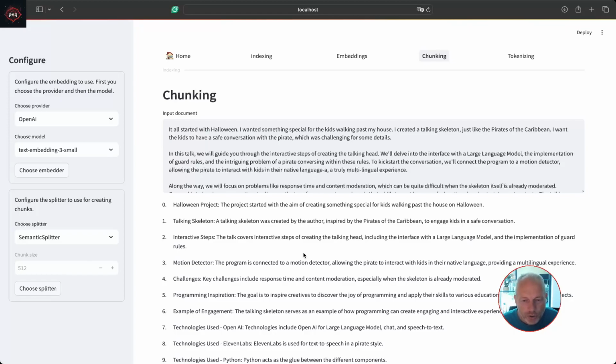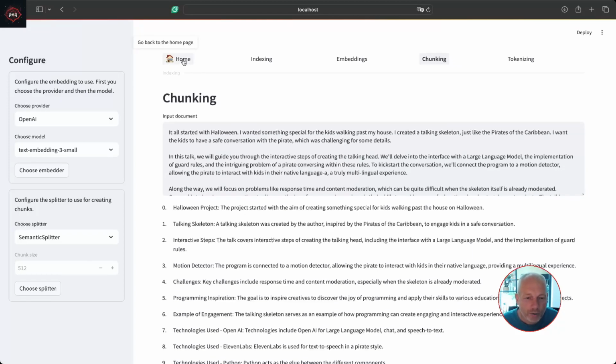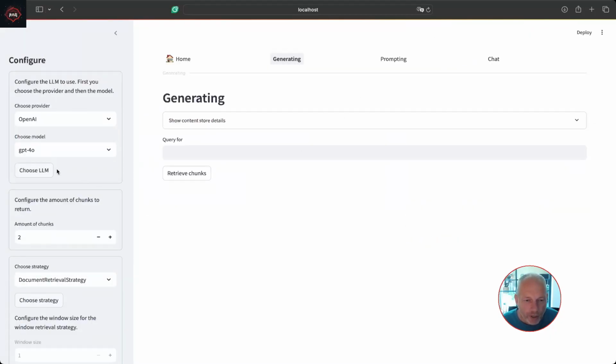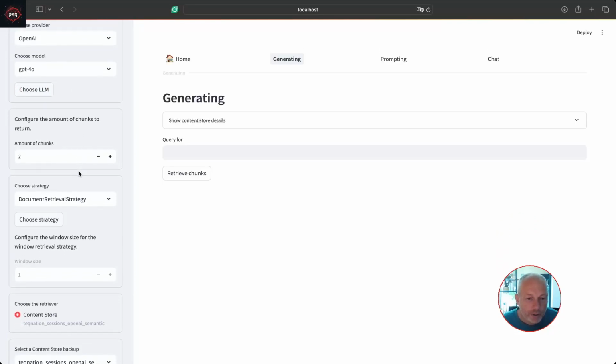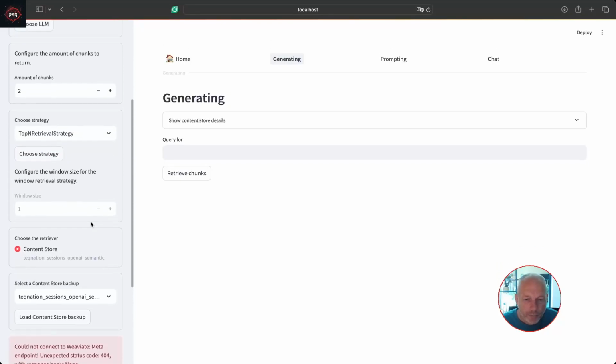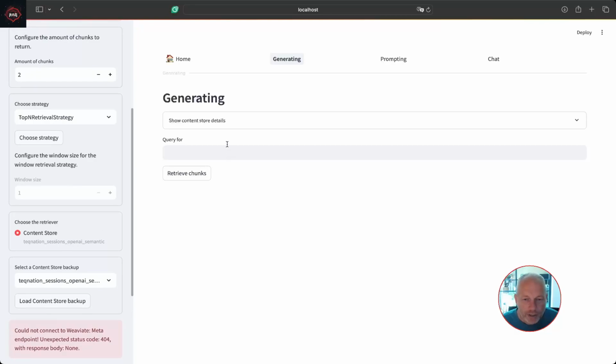So when we want to create vectors out of these semantic chunks, we get vectors that really only have one piece of meaning that we can use in, for instance, a RAG system, which is what we have here. So while we're here, let's try it out. Go to the generating tab, and in the generating tab I have selected OpenAI GPT-4o. I configure the top-n retrieval strategy, so it will only return the chunks that we find. And I've loaded a content store, in this case Technation settings.